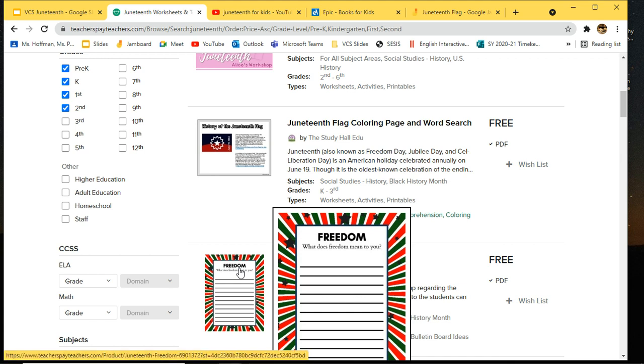Here's a freedom sheet. What does freedom mean to you? So after you introduce the vocabulary, potentially you could provide this as an assignment and adapt it for your students to ask them, what is freedom? What does it mean to them? What are some things that they like to do to exercise their freedom? And for our early learners, that could be play with their toys, go outside, things of that nature.